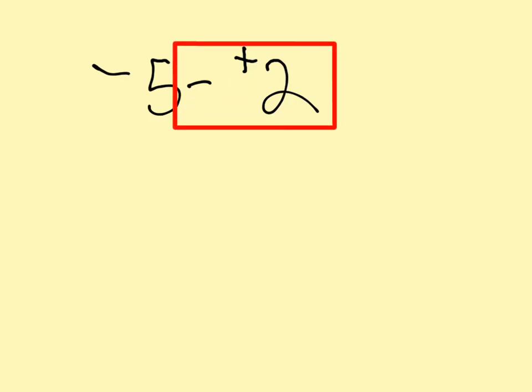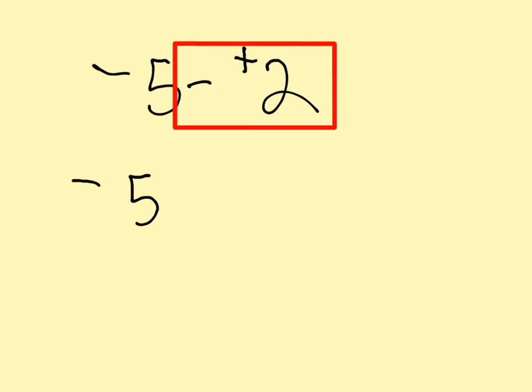So let's take a look. How about if we have, we'll write in black, -5 minus +2. So we want to change this to an addition problem. So we're going to look at this subtraction problem and change it to an addition problem. So that subtraction, remember, goes with that +2. That -5 really is just hanging out, waiting patiently.